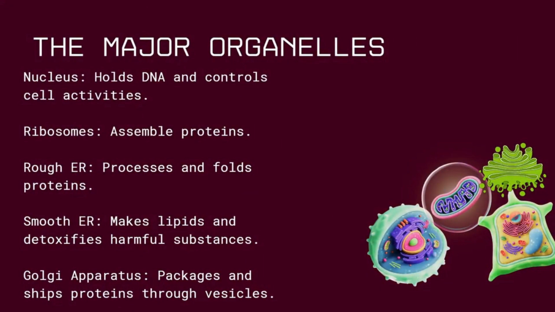So, the major organelles quick review. The nucleus is DNA storage and control center. Ribosomes build proteins. Rough ER folds and processes proteins. Smooth ER makes lipids and detoxifies. Golgi packages and ships proteins. Mitochondria are the ATP powerhouse. Chloroplast is for photosynthesis, and a vacuole is for storage. Plants have a big central vacuole.